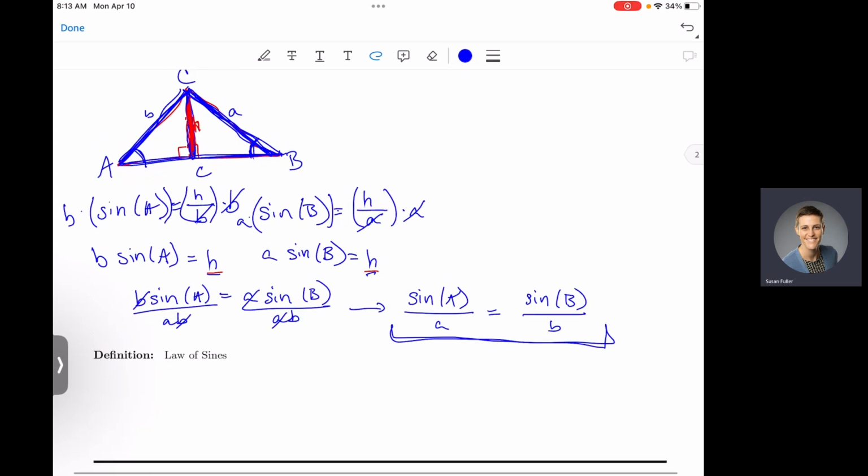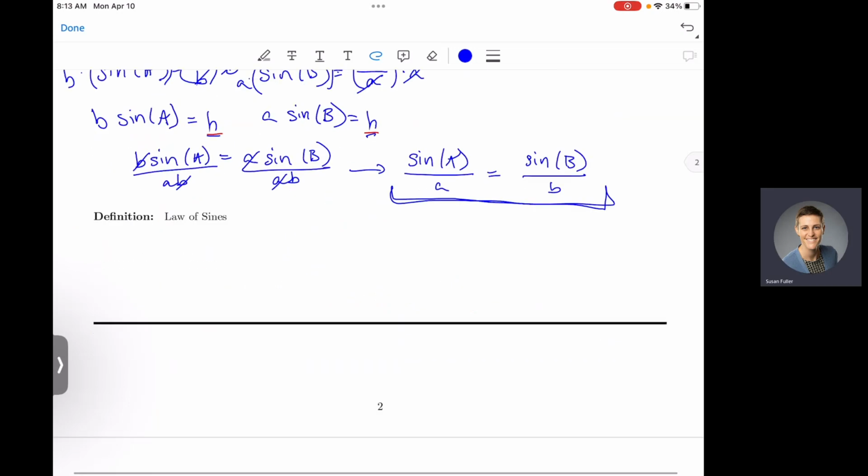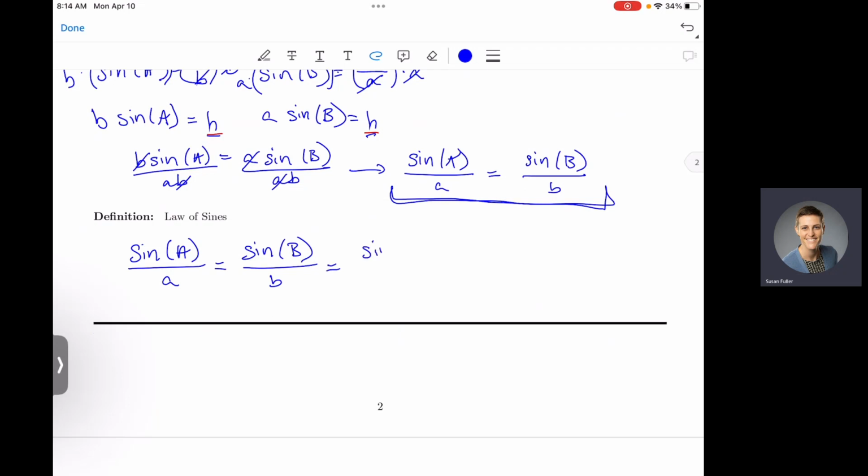And similarly, we could actually draw an altitude down from any angle to its opposite side. So I could draw an altitude from angle A to side a, or I could draw an altitude from angle B to side b. And when we do that, we would find that the sine of angle A over side a is equal to the ratio of the sine of angle B divided by side b. And these are both equal to the ratio of the sine of angle C divided by side c. This is the law of sines.